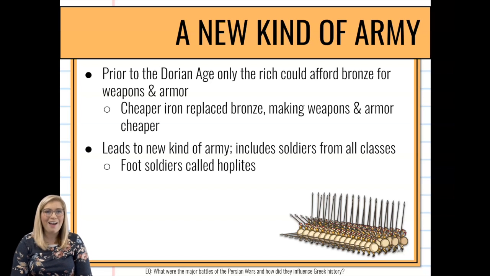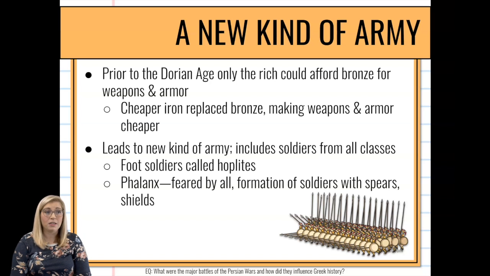Our foot soldiers are called hoplites, and they form, as you can see in the picture in the bottom right-hand corner, this new thing called a phalanx. It's feared by all because it was very effective, and it's basically, as you can see in the picture, a formation of soldiers using very long spears and shields for protection. They move together as a whole unit, and it was very effective. So this is used throughout the Persian War and in later times.